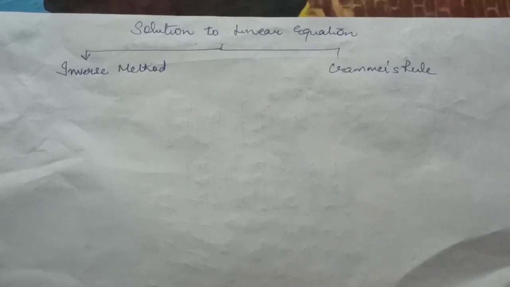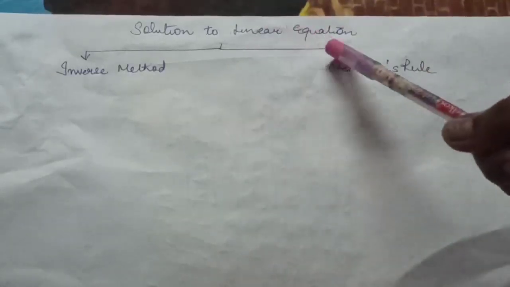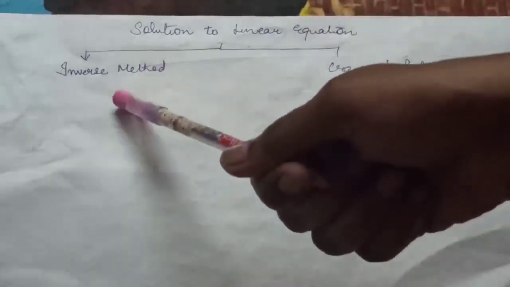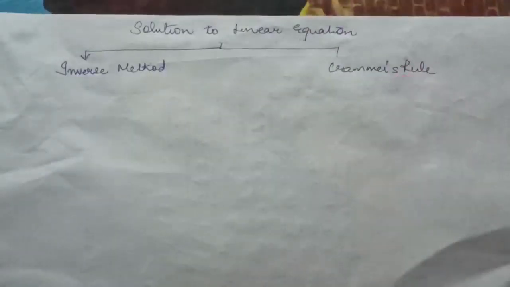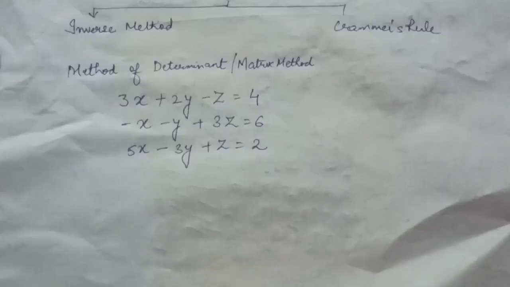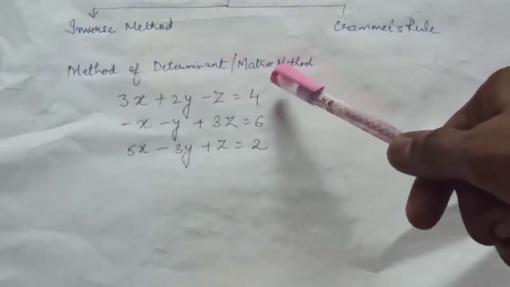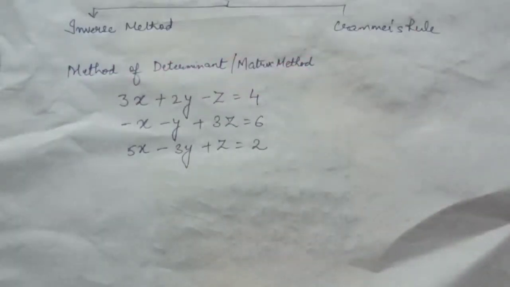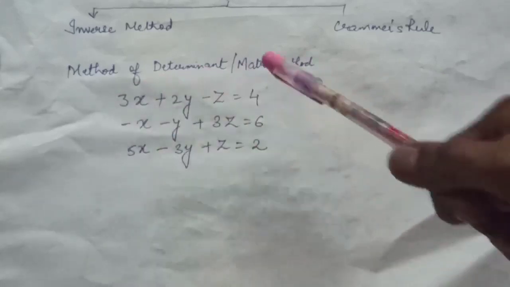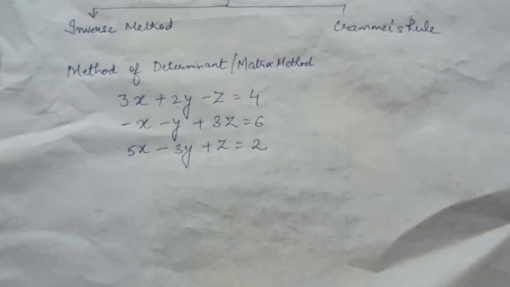But sometimes in the question you have been given linear equations, or specially it has been given that you have to apply the inverse method or Cramer's rule, then only these rules will be applicable. So let us first discuss the first method, that is the inverse method. Now the inverse method is also known as the method of determinant or matrix method. So whenever you have been given the inverse method, determinant method, or matrix method and a set of equations is given, then the first method will be applicable.